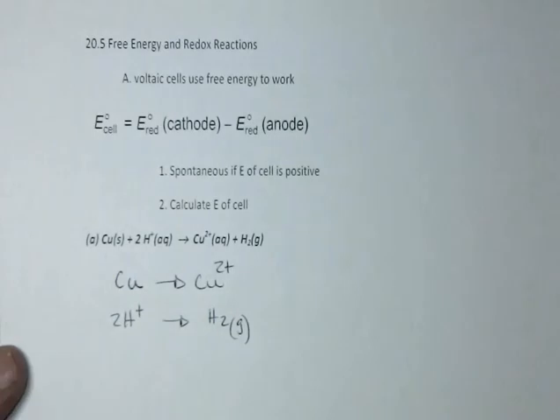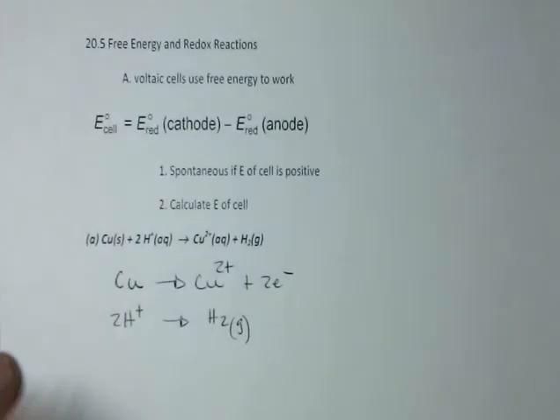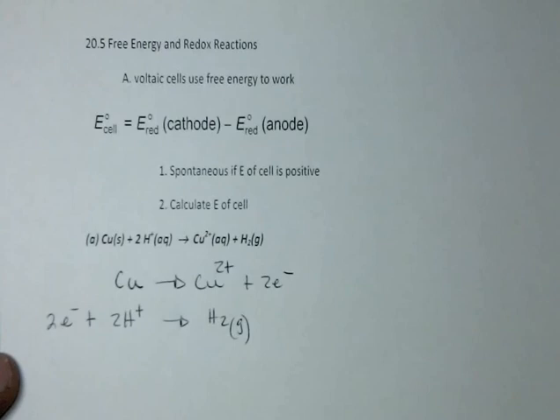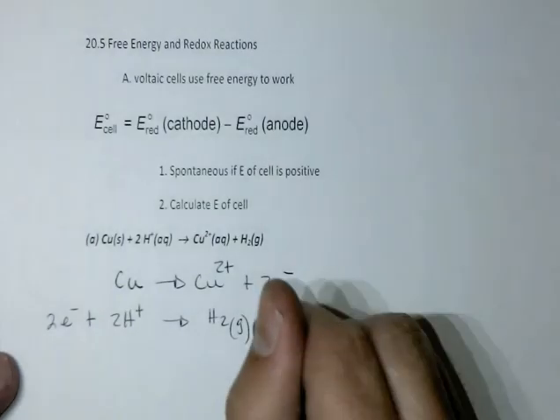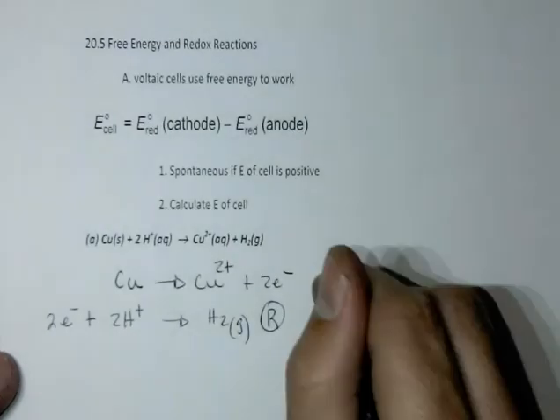So to balance this out, to figure out what's oxidized and what's reduced, we're going to add electrons to it. 2 electrons have to be added to the right side to balance the charge. On the other side, we're adding 2 electrons here, so the electrons are balanced out. So by definition, the hydrogen is gaining electrons, so this is the reduction side. Copper is losing electrons, it's the oxidation side.